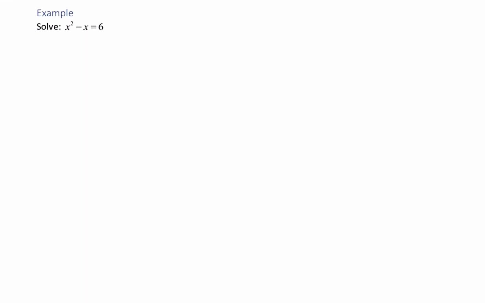Our next example, notice, is not in standard form. We need to set the equation equal to 0. So we need to first subtract 6 on both sides.